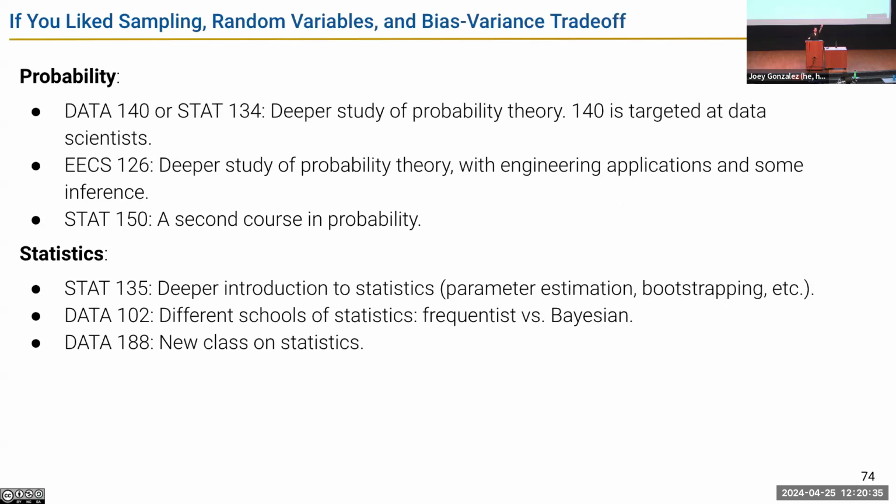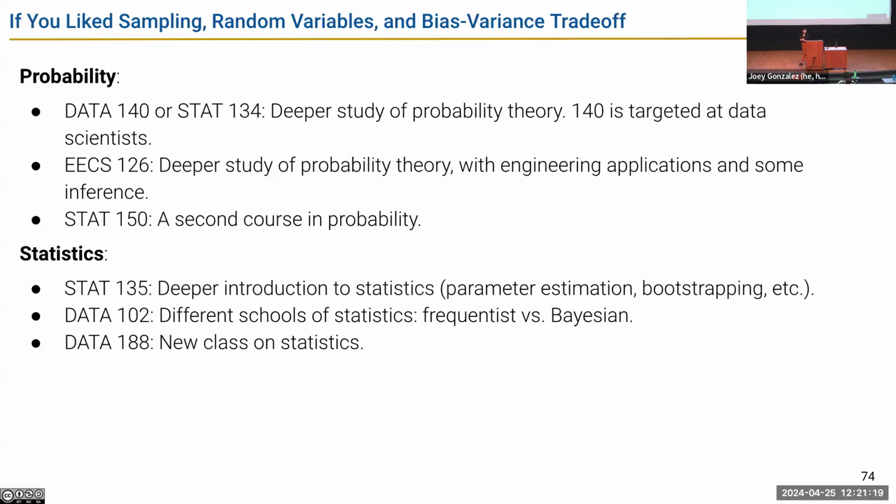If you're interested in the probability and statistics side of things, for probability, there is Data 140 and Stat 134. Some students take 140 concurrently with Data 100 or take it afterwards. This is a natural next probability course that you might want to take. EECS also has EECS 126, which is a probability course. Students take 126, they take 127. I'm going to talk about what 127 is, but this is also a good course in probability. Stat 150 is also the second probability course that you might want to take after you take the first probability course.